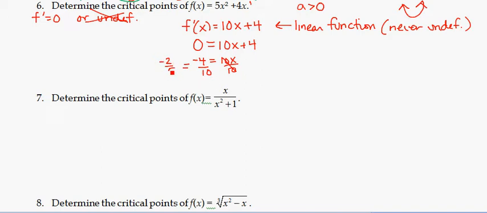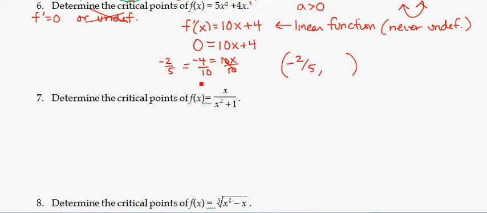Now, does that guarantee me that negative 2/5 is an extreme value? And the answer is no. Officially, I don't know anything about this. I know actually a little bit more than that because I know that I have a parabola, but officially I just have this point, negative 2/5, comma, something on my function f, right? And this is a critical point.